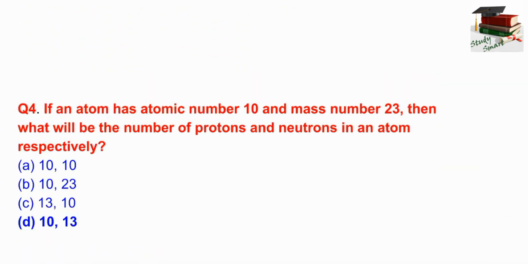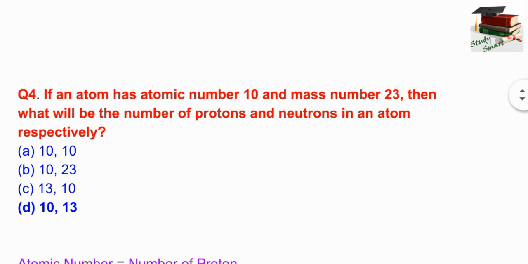Now see next question. If an atom has atomic number 10 and mass number 23, then what will be the number of protons and neutrons in the atom respectively? Option A, protons 10 and neutrons 10. Option B, protons 10, neutrons 23. Option C, protons 13, neutrons 10. Option D, protons 10 and neutrons 13.